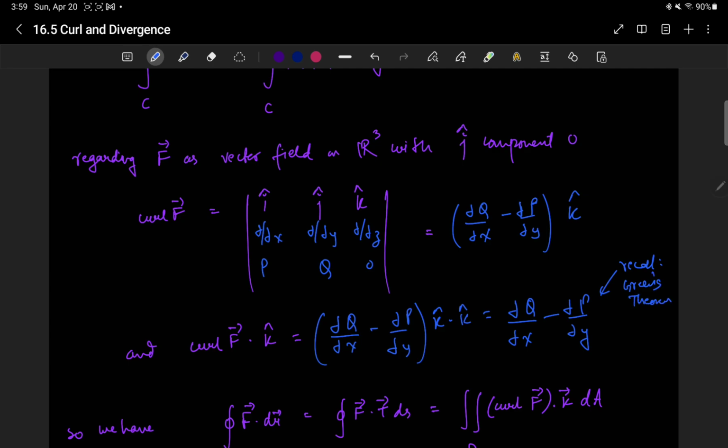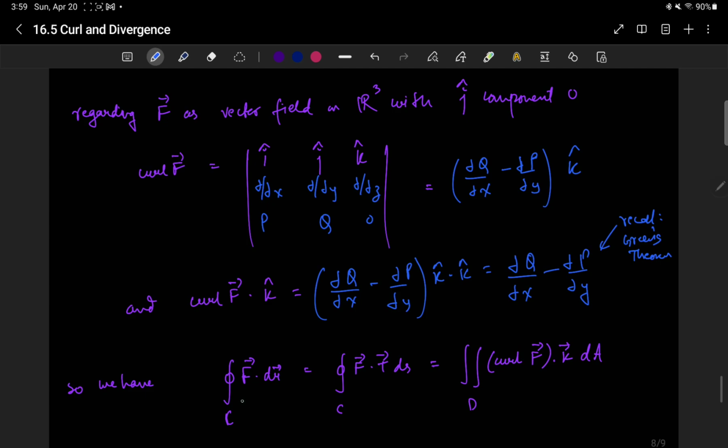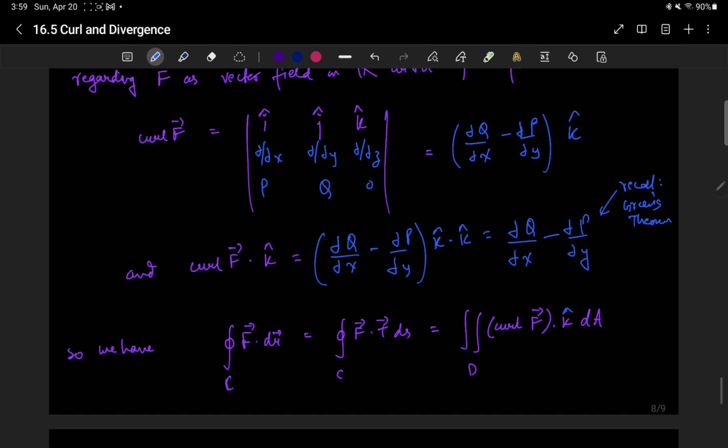So a version of Green's theorem can be rewritten such that the line integral of a vector field F, which can be written as its dot product with the tangent vector, becomes the double integral of the curl of F dotted with k, dA. So this is your tangential form, because we're using the tangent vector here.